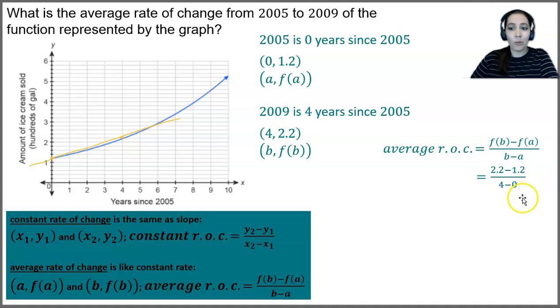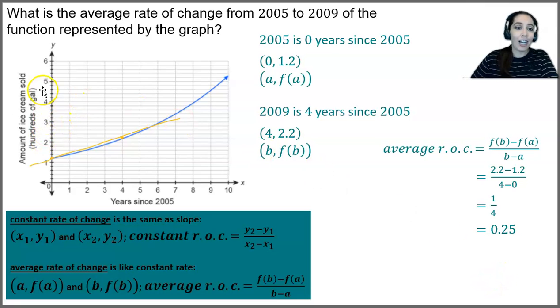So my f of B was 2.2 minus my f of A, which was 1.2, all over the quantity of B minus A, which is 4 minus 0. 2.2 minus 1.2 is 1, and 4 minus 0 is 4. From here, 1 divided by 4 is 0.25.